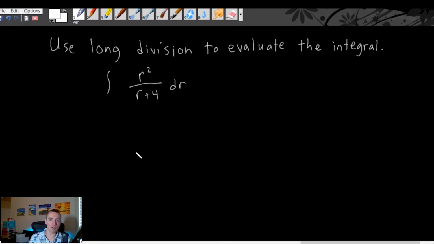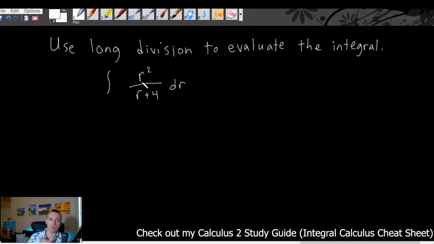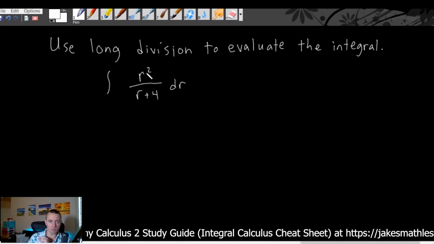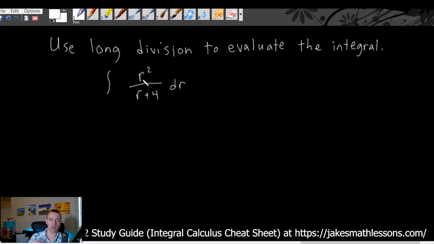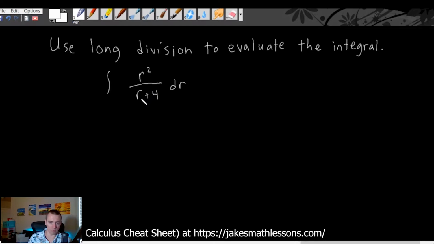We use long division to evaluate the integral, and we're going to integrate r squared over r+4 dr, or with respect to r. So, like it says, obviously this problem tells us we're going to use long division. Well, we can pretty quickly check, like I've been saying throughout this live stream, if we look at an integral that is a fraction like this, where everything we're trying to integrate is within a fraction, where we have a polynomial on the top and a polynomial on the bottom.